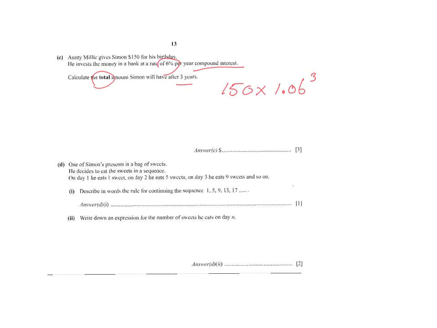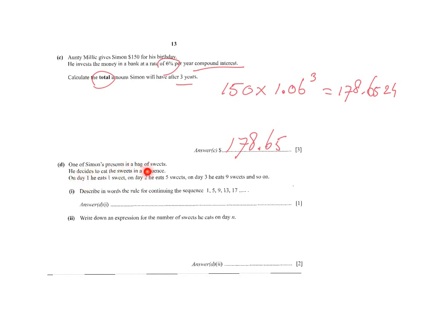So 150 times 1.06 to the power 3 equals 178.6524. Because it's money, I'll do it to 2 decimal places to show the cents. 178.65.